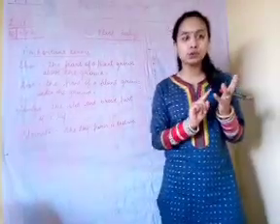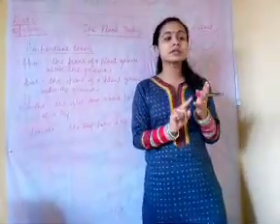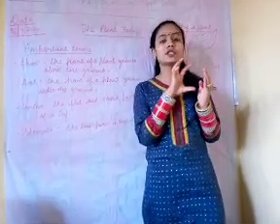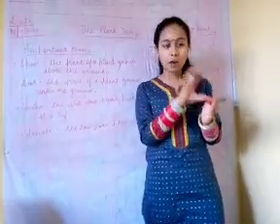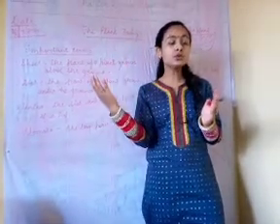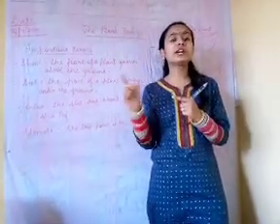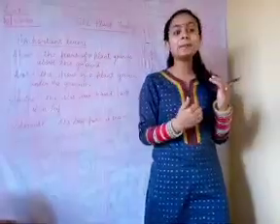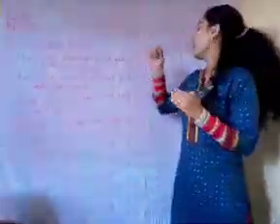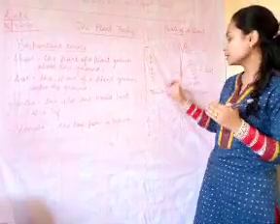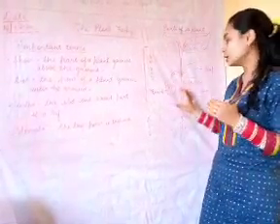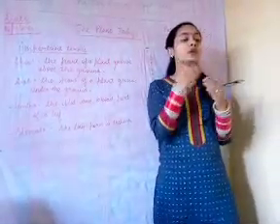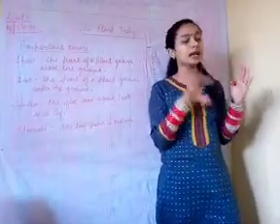Now what you have to do in your EVS copy, this is the homework. Once you have done the exercise of chapter 1, you will start from a new page and write chapter 2, The Plant Fairy. On the plain page you will draw the parts of a plant and you have to color them. I will send you how you will make the parts of a plant.